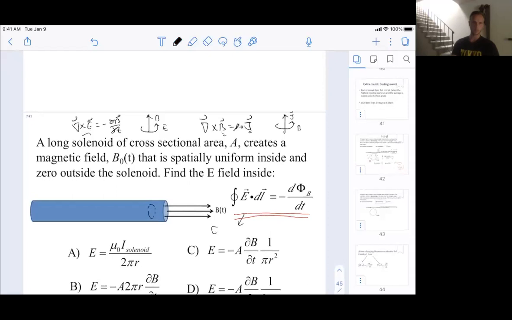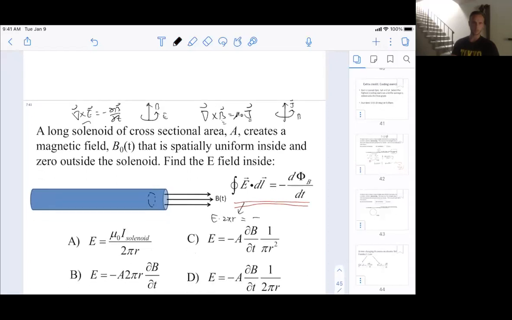So you do E times 2 pi r, the circumference of the circle, as your left-hand side. And your right-hand side would be, the flux is B times A. Area is not changing. It is B that is changing. So it is dB over dt. Right, so this becomes this. And you can see E would be negative A dB over dt, times 1 over 2 pi r. So the answer would be D, right?